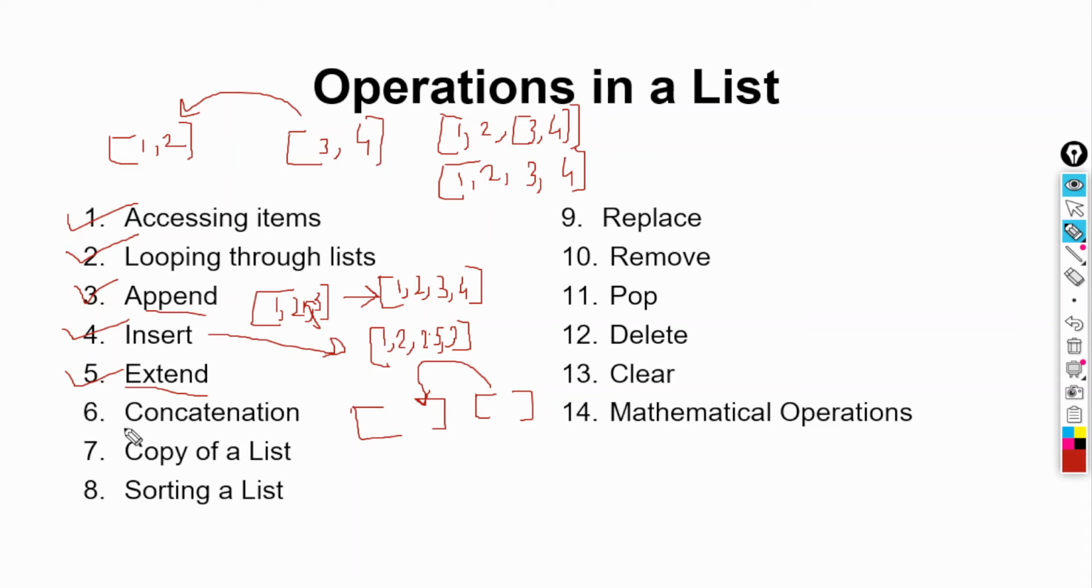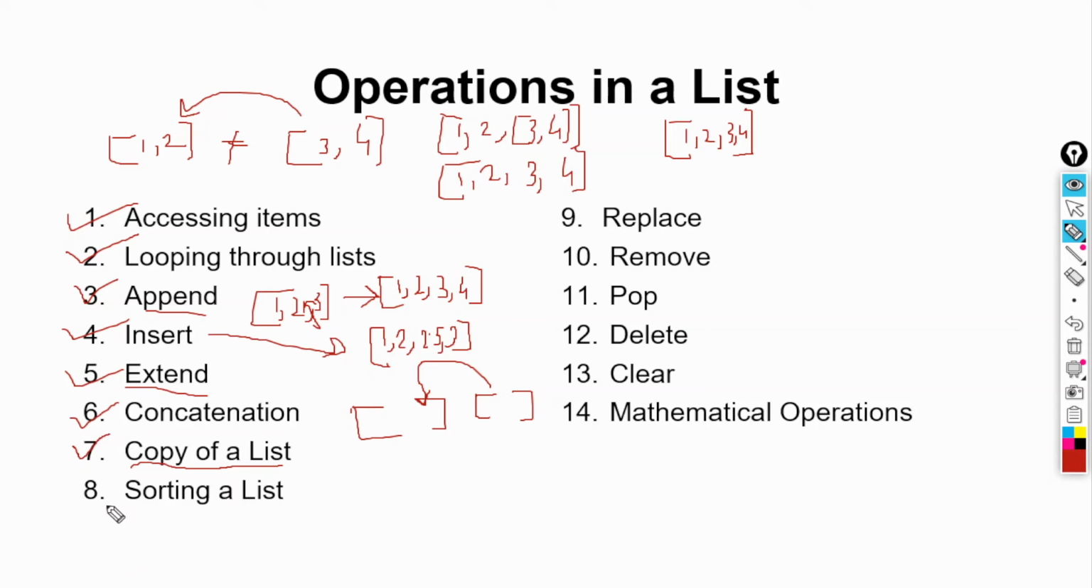Concatenation is nothing but addition of 2 lists. You can understand it the same as what we have learned in strings. When I say addition, I mean it kind of operates like 1, 2, 3, and 4. So that's what concatenation is. Now, copy of a list. How can we copy a list? We'll learn many things about this operation, much more when we deep dive into it in the lab session.